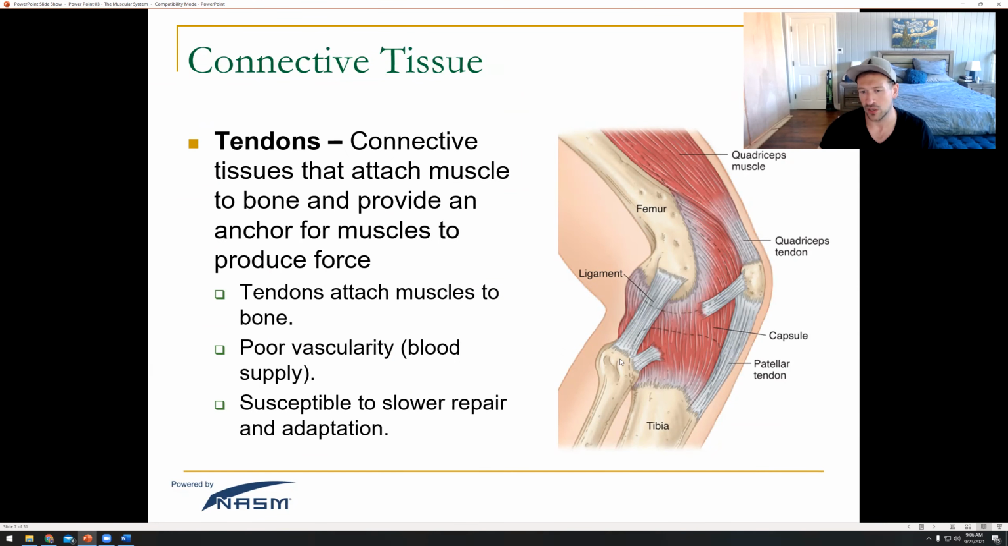So again, my love-hate relationship with this picture here, you can see this is a ligament. It's attaching bone to bone. And then this is a tendon here. This is your quad tendon. This picture makes it look as if the quad tendon grabs this bone here, and then there's another tendon that starts down here and goes like this, but that would be bone to bone. So that's actually not a very accurate description.